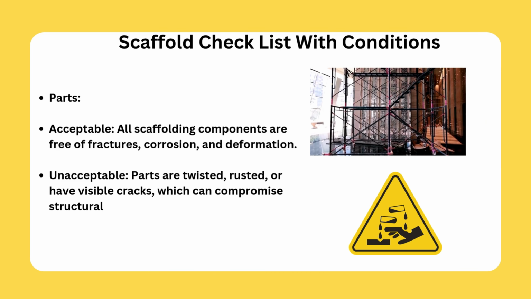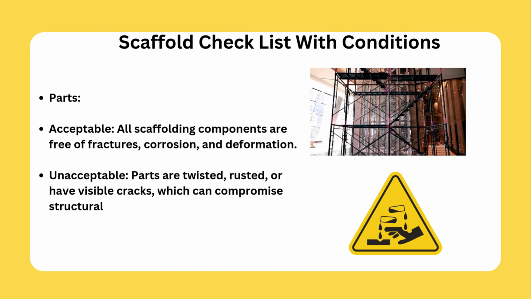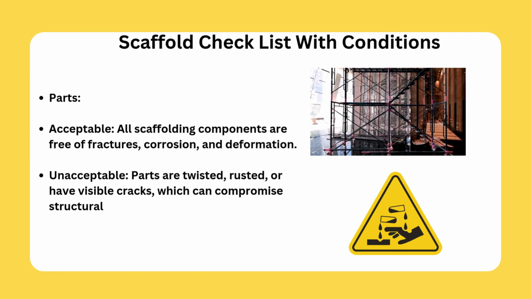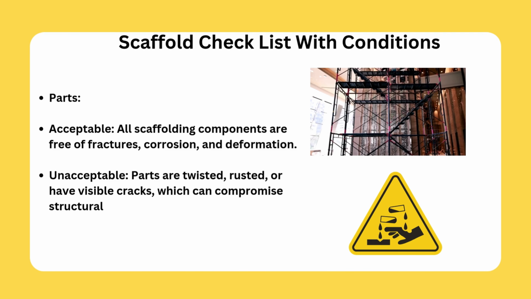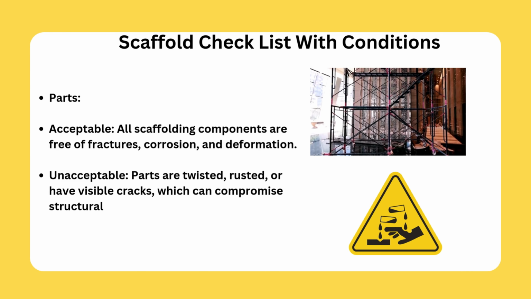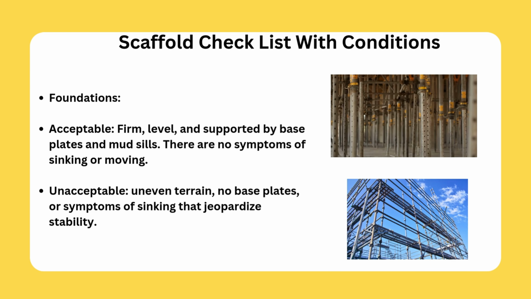Parts. Acceptable: all scaffolding components are free of fractures, corrosion, and deformation. Unacceptable parts are twisted, rusted, or have visible cracks which can compromise structural foundations. Acceptable: firm, level, and supported by base plates and mud sills. There are no symptoms of sinking or moving. Unacceptable: uneven terrain, no base plates or symptoms of sinking that jeopardize stability.